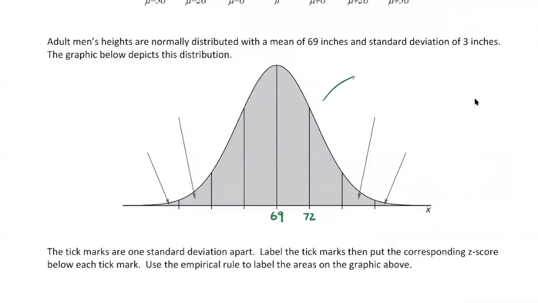This is the inflection point right here, 1 standard deviation above the mean. And then the other one, of course, is on the other side. Then 75, then 78. That's adding a standard deviation each time. Then subtracting a standard deviation, there's a 66, then 63, the standard deviation is 3, remember. And then subtracting 3 again takes you down to 60. That's 3 standard deviations below the mean. Any questions? I don't see anything.